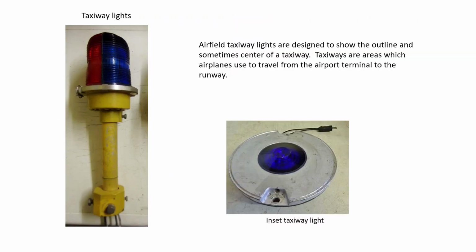Taxiway lights are the second most common. Airfield taxiway lights are designed to show the outline or sometimes the center of a taxiway. And taxiways are areas where aircraft use to travel from the airport terminal to the runway. There are going to be all sorts of different colors and different indications.